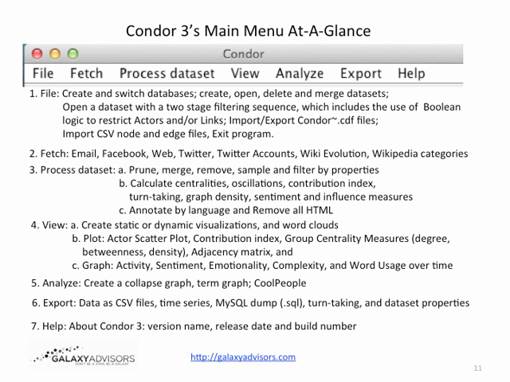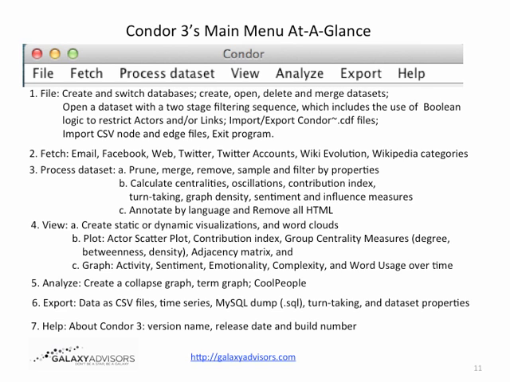Now, if there's one page that summarizes the menu items, this is it. So this is Condor 3's main menu at a glance. And briefly, let's go through each of these seven. First, the File menu item is used to create and switch databases, and create, open, delete, and merge data sets.